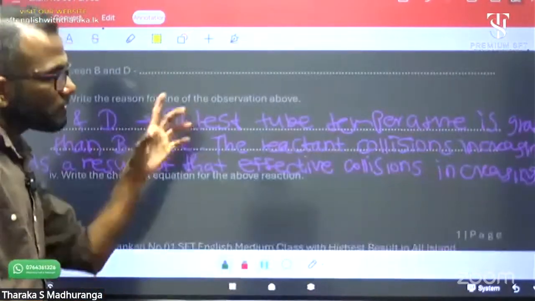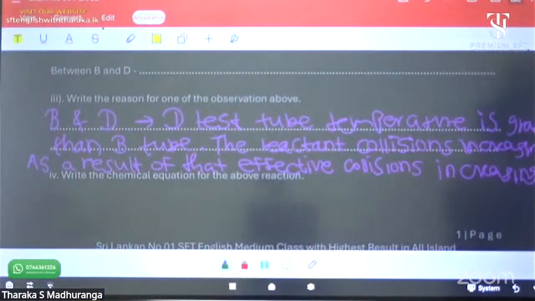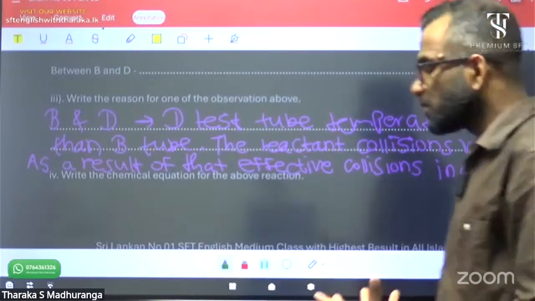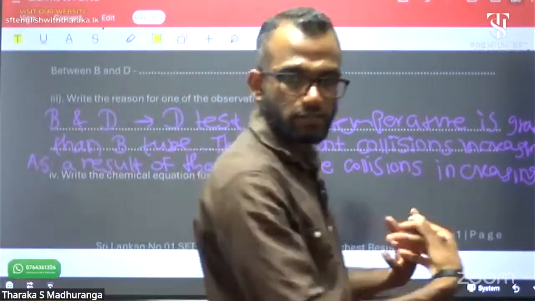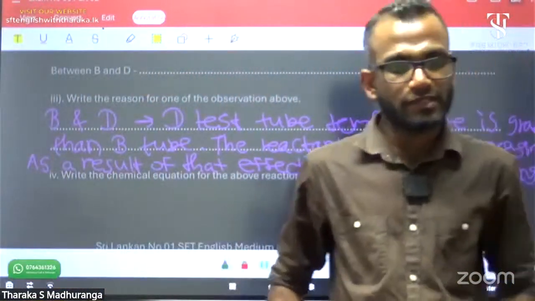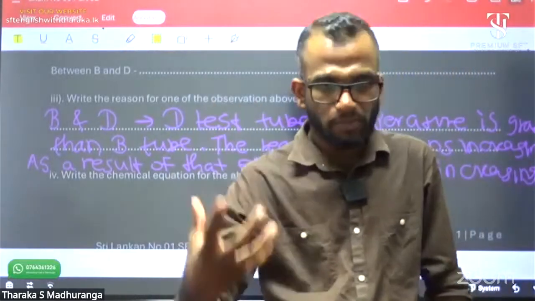Okay, maybe you can select one observation and write the reason. The temperature is the reason. When temperature increases, molecule vibration increases. Due to vibration, their collisions increase. Due to the high number of collisions, effective collisions, the requirement-completed collisions, increase. That's the reason for the increase in the rate of chemical reaction.